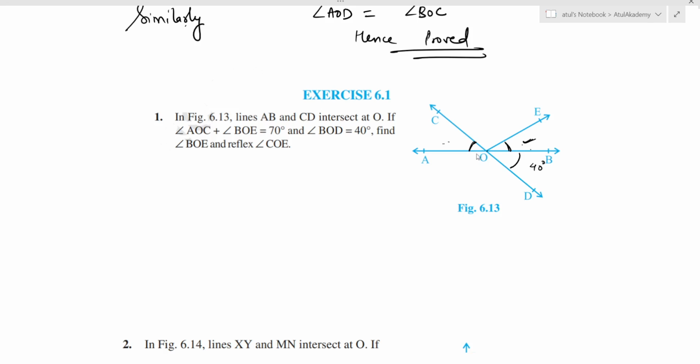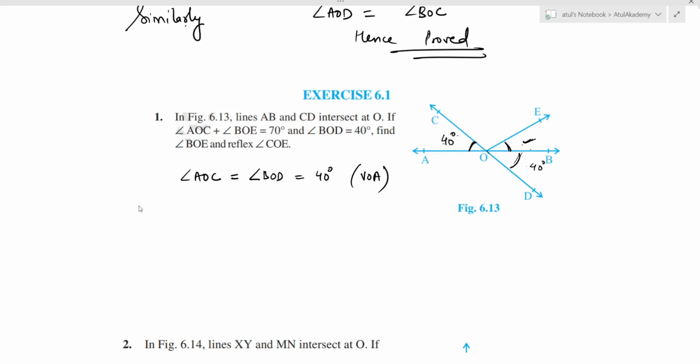First, you can see over here that angle AOC is equal to angle BOD. Can I say that? The reason for that is what? Vertically opposite angles. If you see AB is a line, CD is a line, they both intersect, so these two angles formed are vertically opposite angles. So I got this AOC also as 40 degrees.